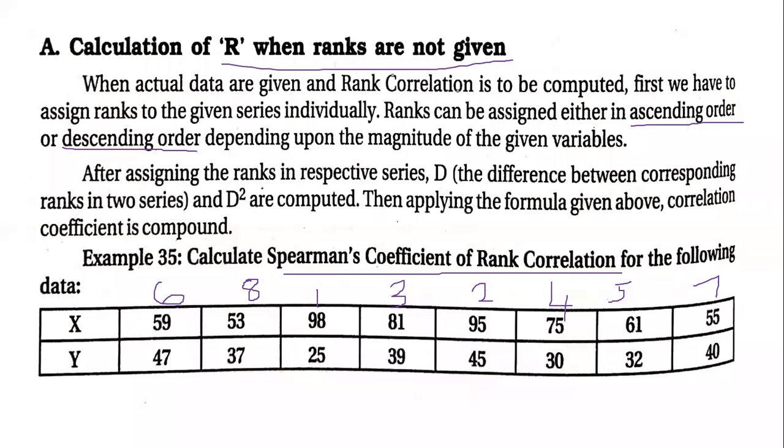After assigning the ranks in the respective series, D, the difference, is to be calculated. So here also you will have ranks, and there also you will have ranks. These are just random numbers I'm adding here. Now take the difference between these two and then apply the given formula. So this is a very, very easy problem. This can be asked for 6 marks. So this is how you calculate when ranks have not been given.